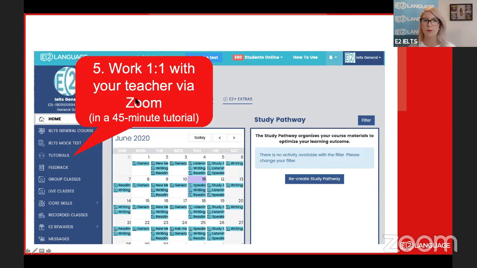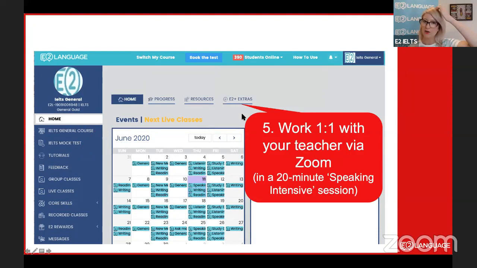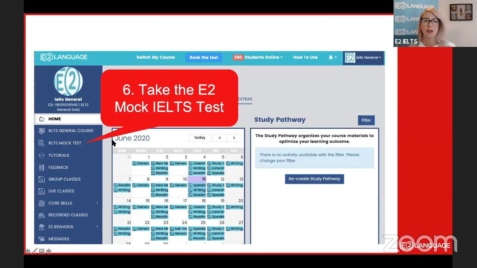You can also work one-on-one, book a tutorial with your teacher, 45 minutes, just you and your teacher. You could do 3 speaking tests, you can work on your essays, whatever you like. You can also, in the E2 Plus Extras, get speaking sessions, 2 20-minute speaking sessions with your teacher. These are called speaking intensive sessions. So when you log in, go to E2 Plus Extras.